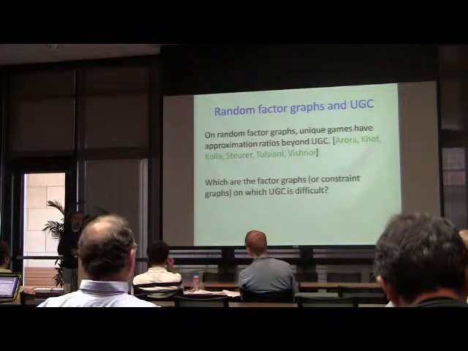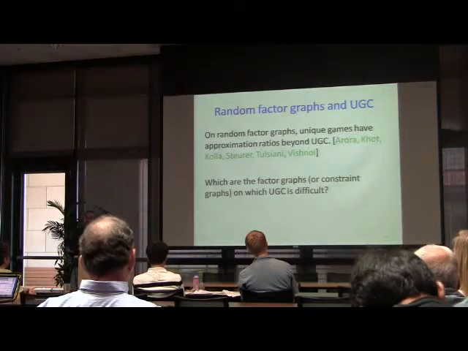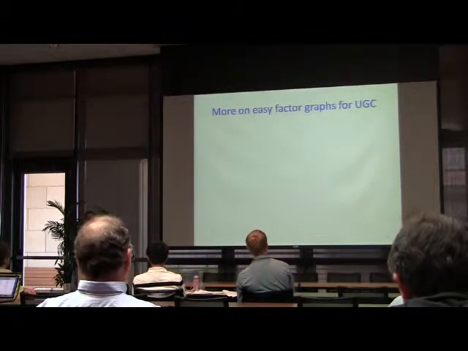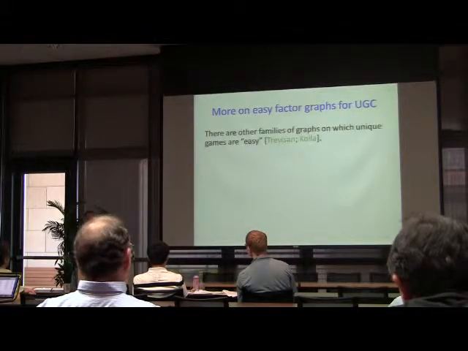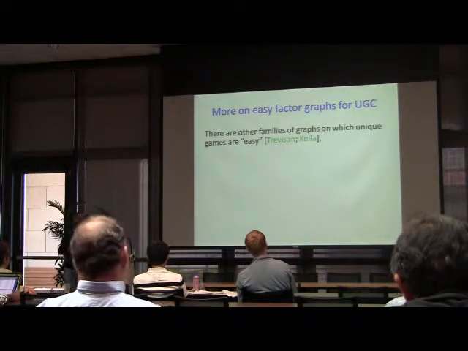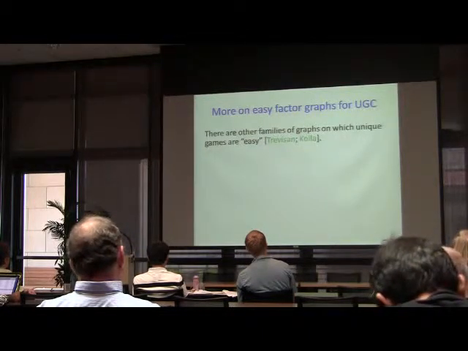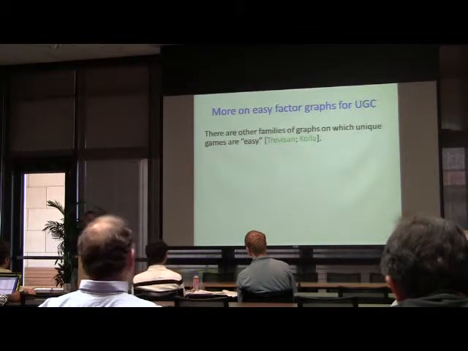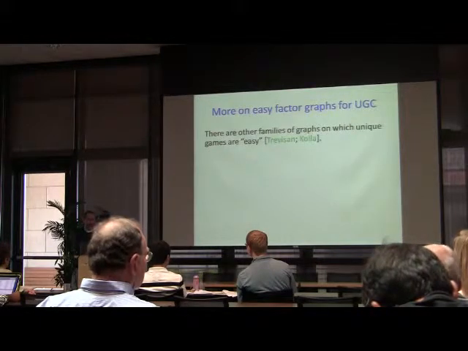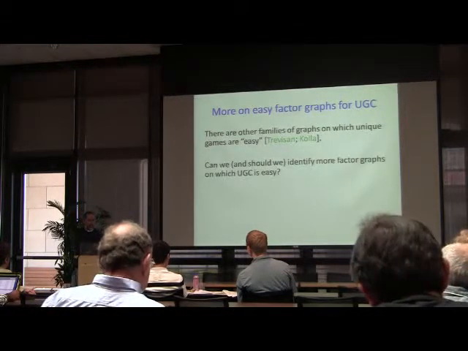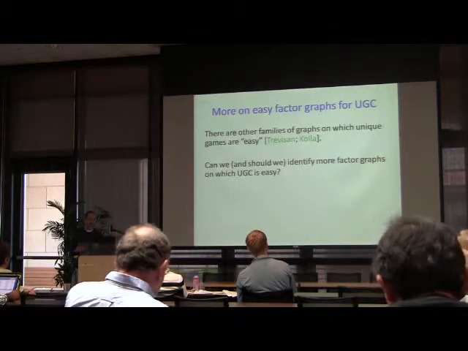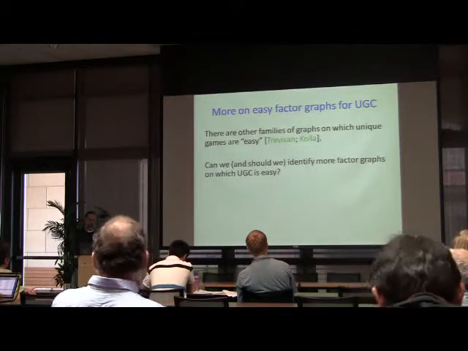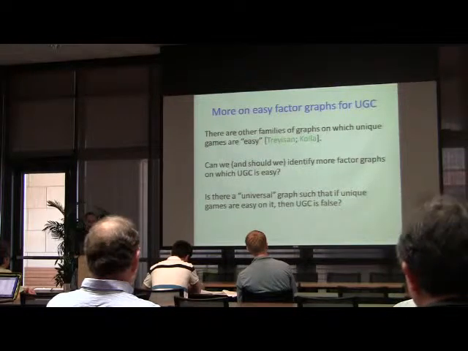So we can ask ourselves, which are the factor graphs or constraint graphs on which the unique games are difficult. There are additional easy factor graphs for the unique games. There are other families of graphs for which it's easy. There was an earlier paper by Luca Trevisan. There is a generalization of expander graphs studied by Kola, for which it was shown that unique games are easy. So should we continue this study of finding additional graphs on which unique games are easy? What's the point of doing so?